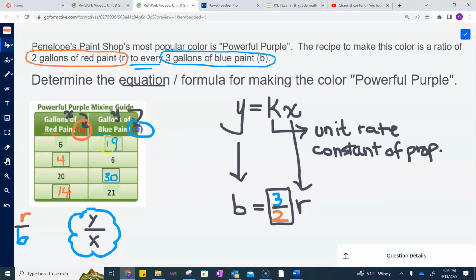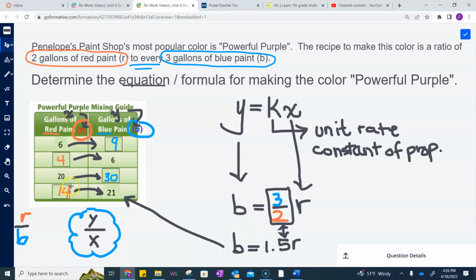And that makes sense if you think about it. To get 9, you have to multiply 6 by 3/2, or another way to write this relationship, which would be allowed, is to just write it as b equals 1.5r. Either of these is fine. Leave it as an improper fraction or convert it to a decimal. So to get from 6 to 9, we would have to multiply by 1.5. To get from 4 to 6, we'd have to multiply by 1.5. So that formula fits for this t-table.